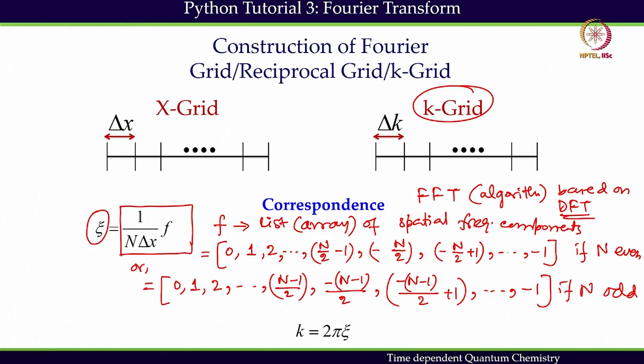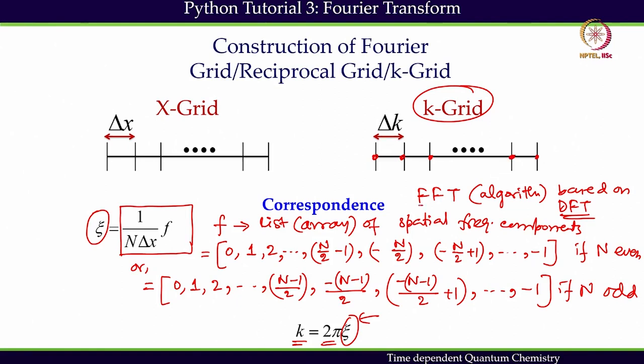And so this is the way FFT will create the frequency components. Once we know the frequency components, we know how to get the k grid points. The frequency components just need to be multiplied by 2 pi, and then we can get the k grid points here. That is the way we are going to construct it.